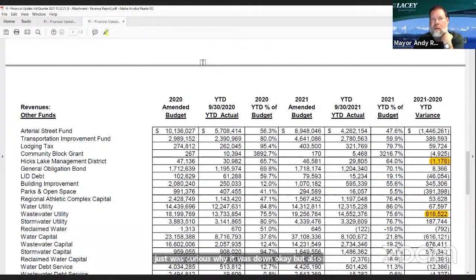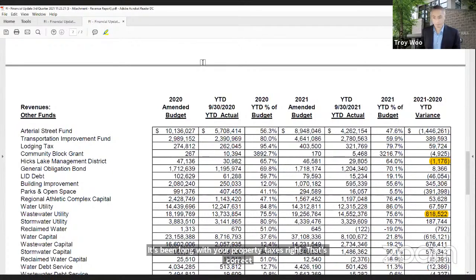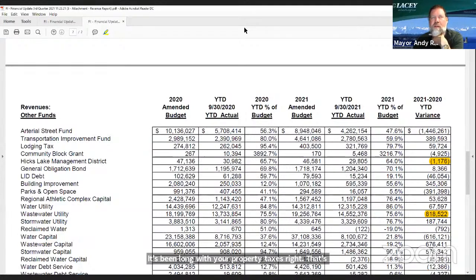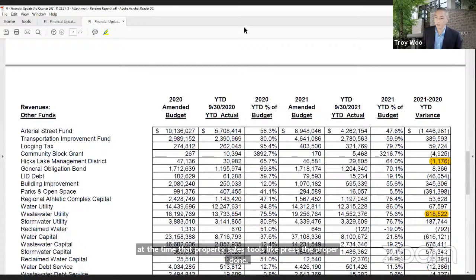Okay. Does that also get paid along with your property taxes, right? That's correct. If a property sells, do they have to pay it at the time the property sells too, just like the rest of property tax? You know, I'm not sure. I would assume so. I just don't know if the management district assessment has the same lien authority as property tax. But I'm not exactly positive on that.